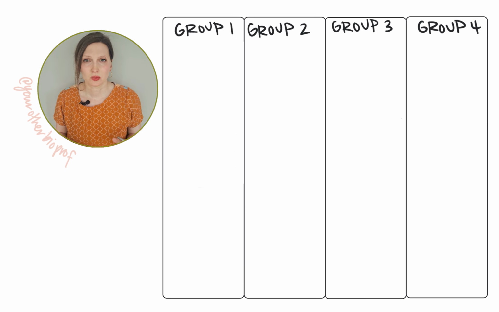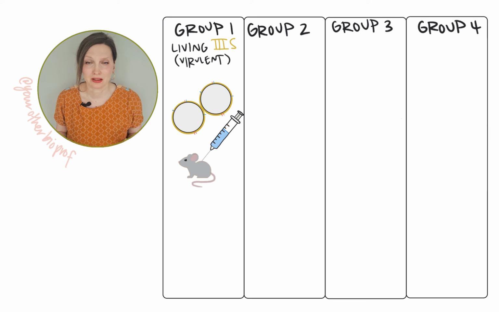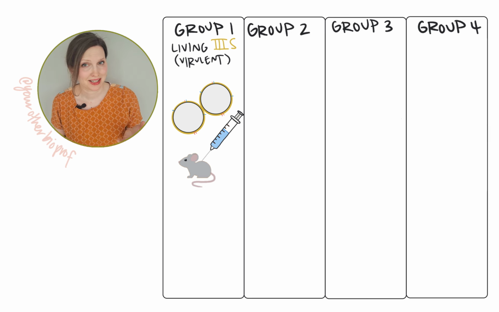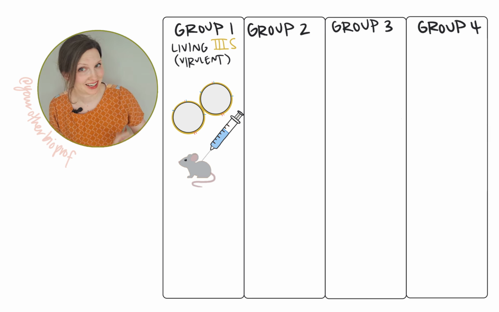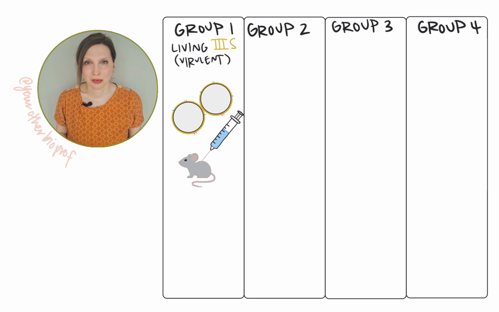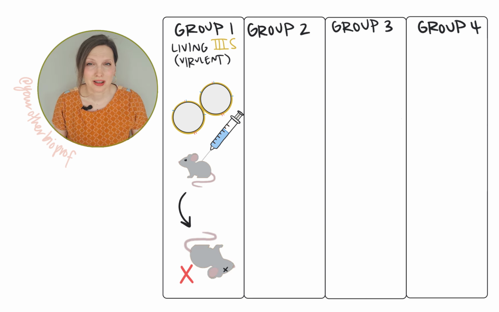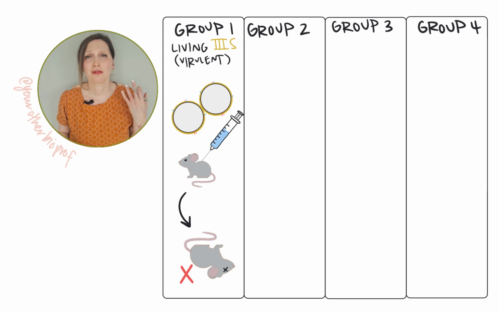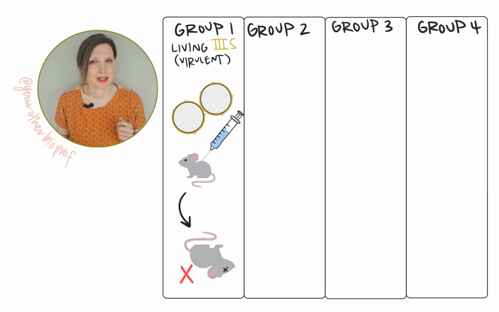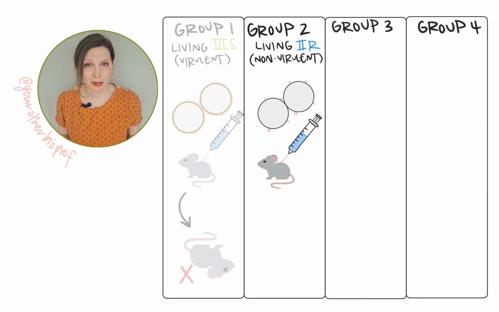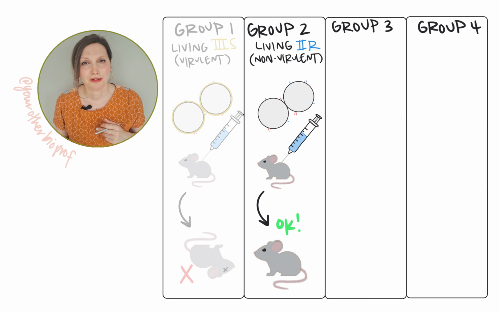He injected mice with type 3S bacteria. Type 3S: S, smooth colonies, sick. This is a pneumonia-causing type. So what happened to the mice? Unsurprisingly, they died of pneumonia, and autopsies showed they were full of type 3S bacteria. The second group of mice were injected with type 2R bacteria. Did those mice develop pneumonia? Not from a rough non-virulent type. Their immune systems were able to fight those bacteria off.